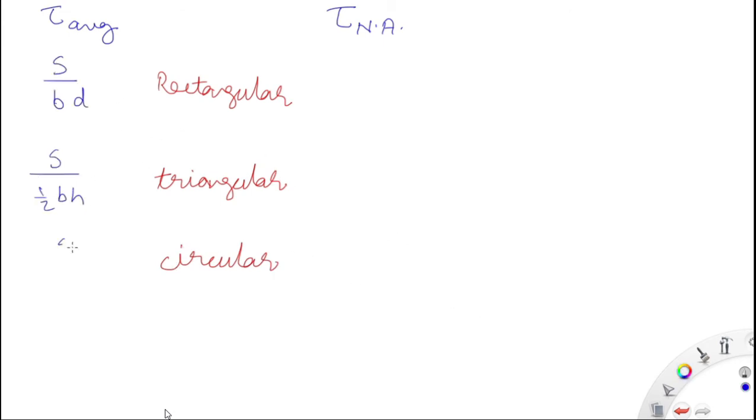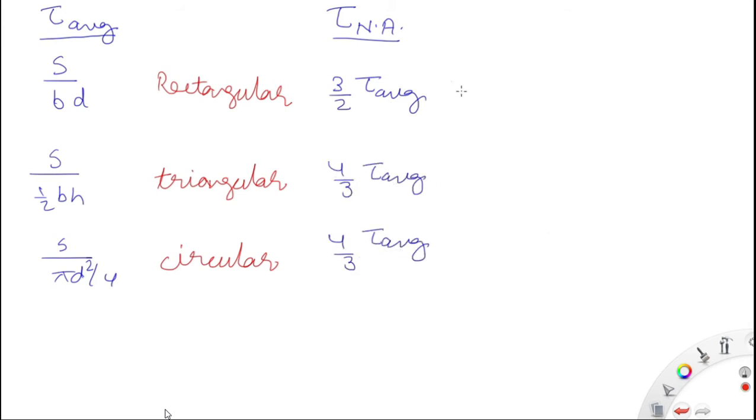Now tau at the neutral axis, tau average and tau max for rectangular, triangular and circular cross sections. Okay, so tau average is maximum shear force by area of cross section. So area is B into D for a rectangular, half into B into H for a triangular, and pi d square by 4 for a circular one. Okay, so this is how you get the tau average. Then tau at the neutral axis is equal to 3 by 2 into tau average for a rectangular, 4 by 3 into tau average for a triangular, and 4 by 3 into tau average for a circular.